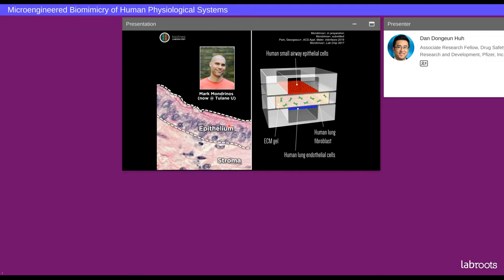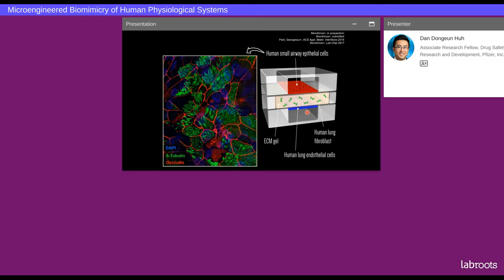To mimic this stromal layer, we fill this middle chamber with type 1 collagen gel mixed with human lung fibroblasts. And this layer is then sandwiched between these 2 chambers lined with primary human small airway epithelial cells and lung microvascular endothelial cells. Using this system, we culture especially these airway epithelial cells under air to induce differentiation. This is a micrograph of a fully differentiated epithelium that contains cilia, and they also form tight junctions.